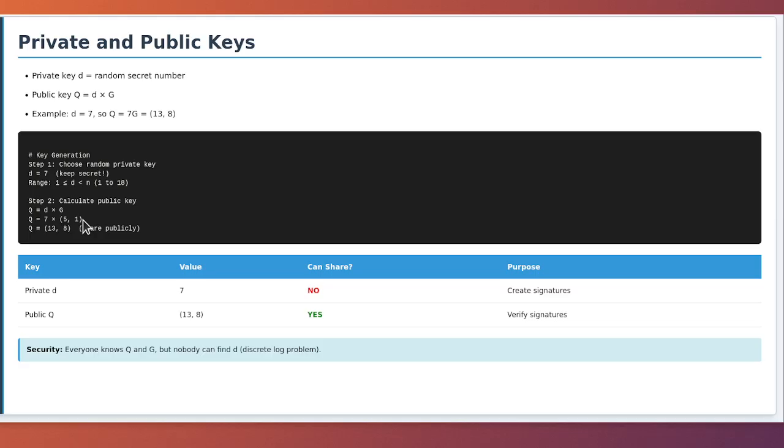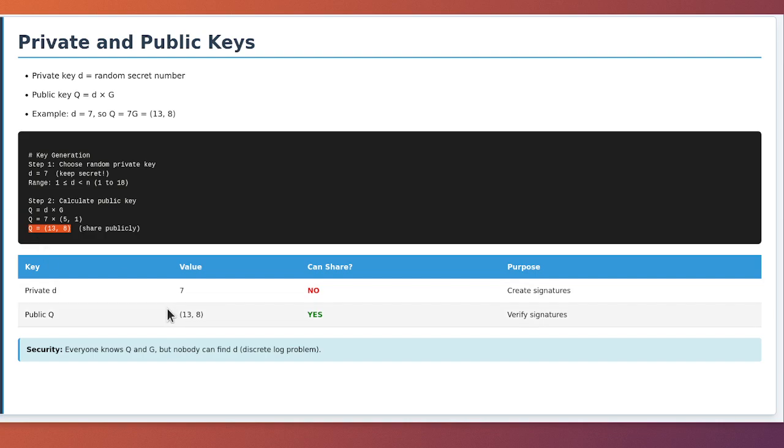We multiply the generator point G by our private key D. In our example, Q equals 7 times G. When we perform this elliptic curve multiplication using our parameters, we get a point with coordinates 13, 8. So our public key Q is the point 13, 8.